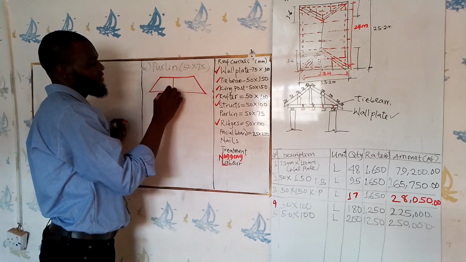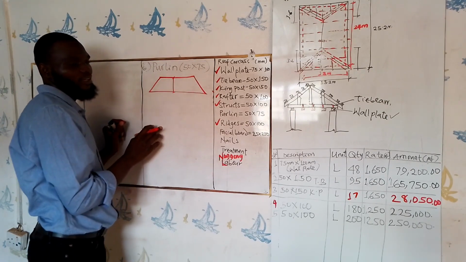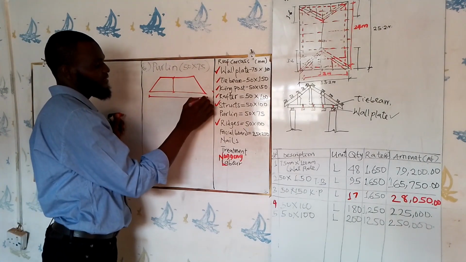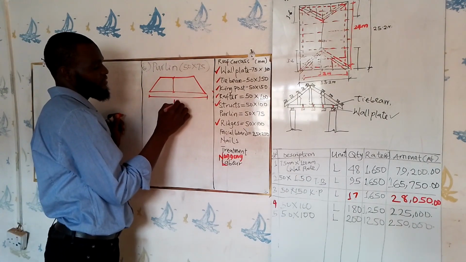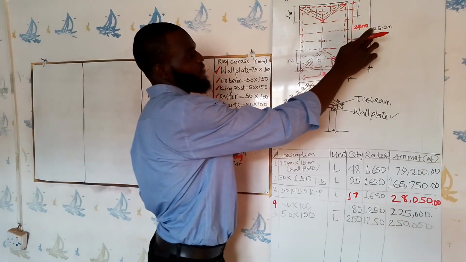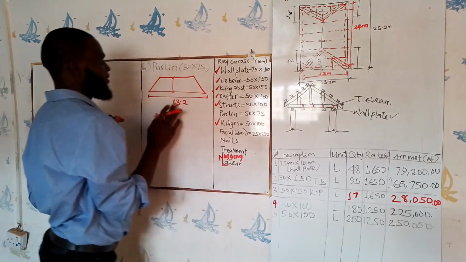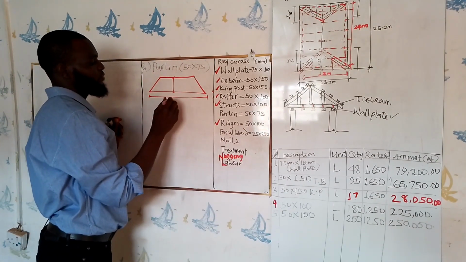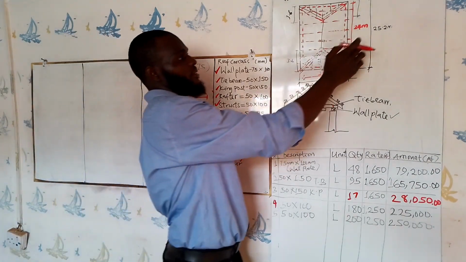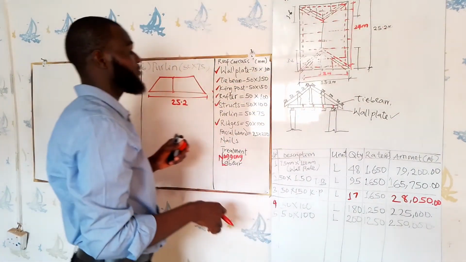So what is our length here and here? Don't forget this is 30.2. Considering is that what we have? Okay, it is 25.2, considering the eaves projection. Why?